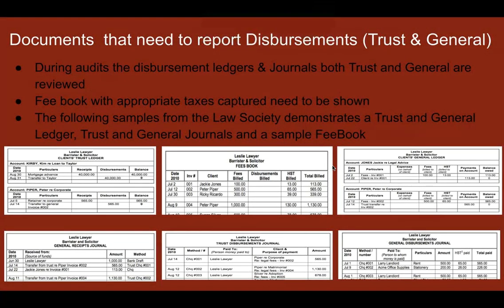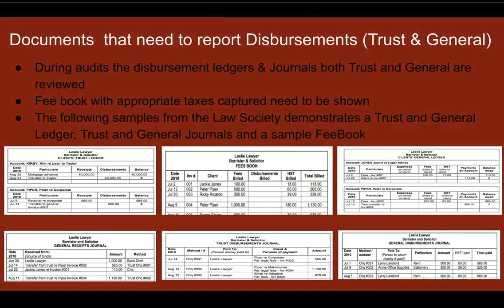Over here, as you report disbursements, what are some documents that record it or show it? Definitely client's trust ledgers, the two ledgers, the journals, that includes the disbursement journals, and the fee book. So that makes it about 6 documents, where the fee book has the more appropriate billing portion shown with the taxes exempted or taxes included and all.